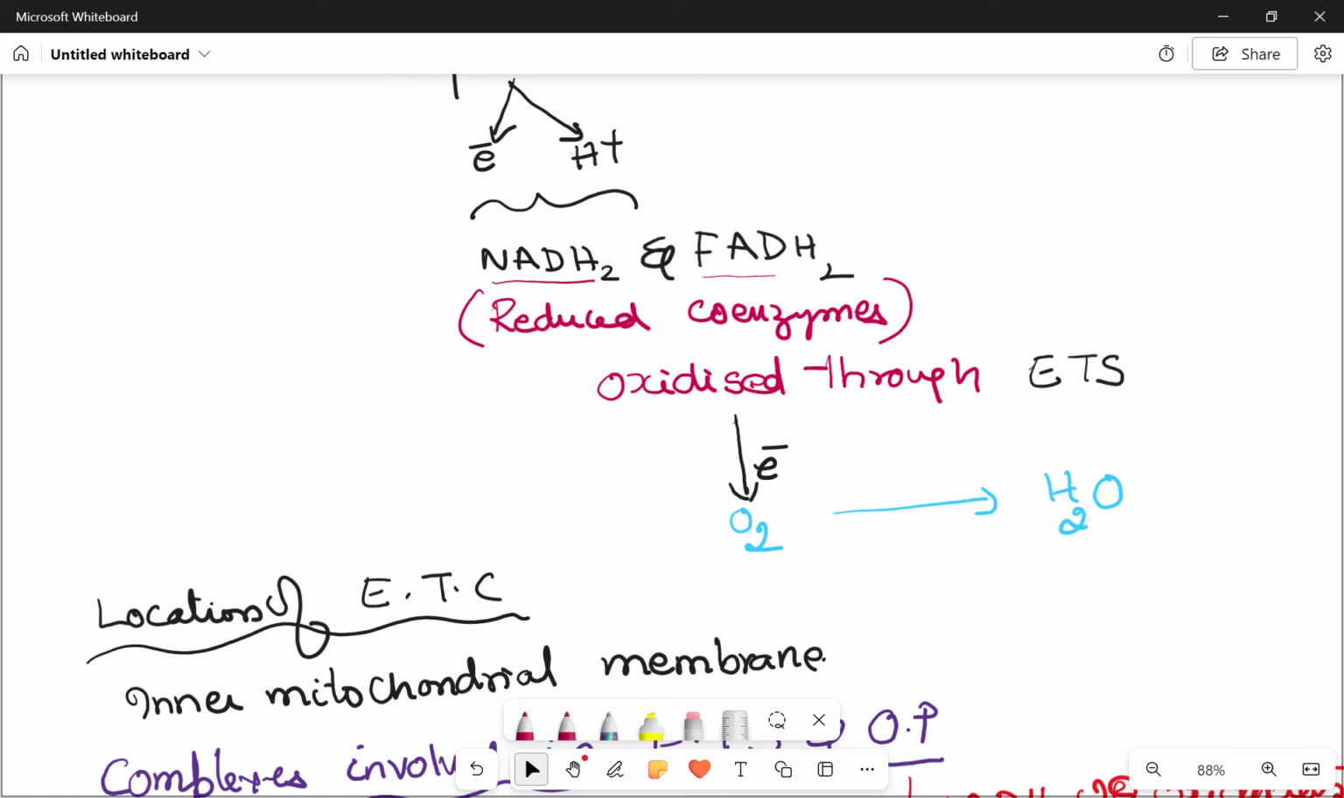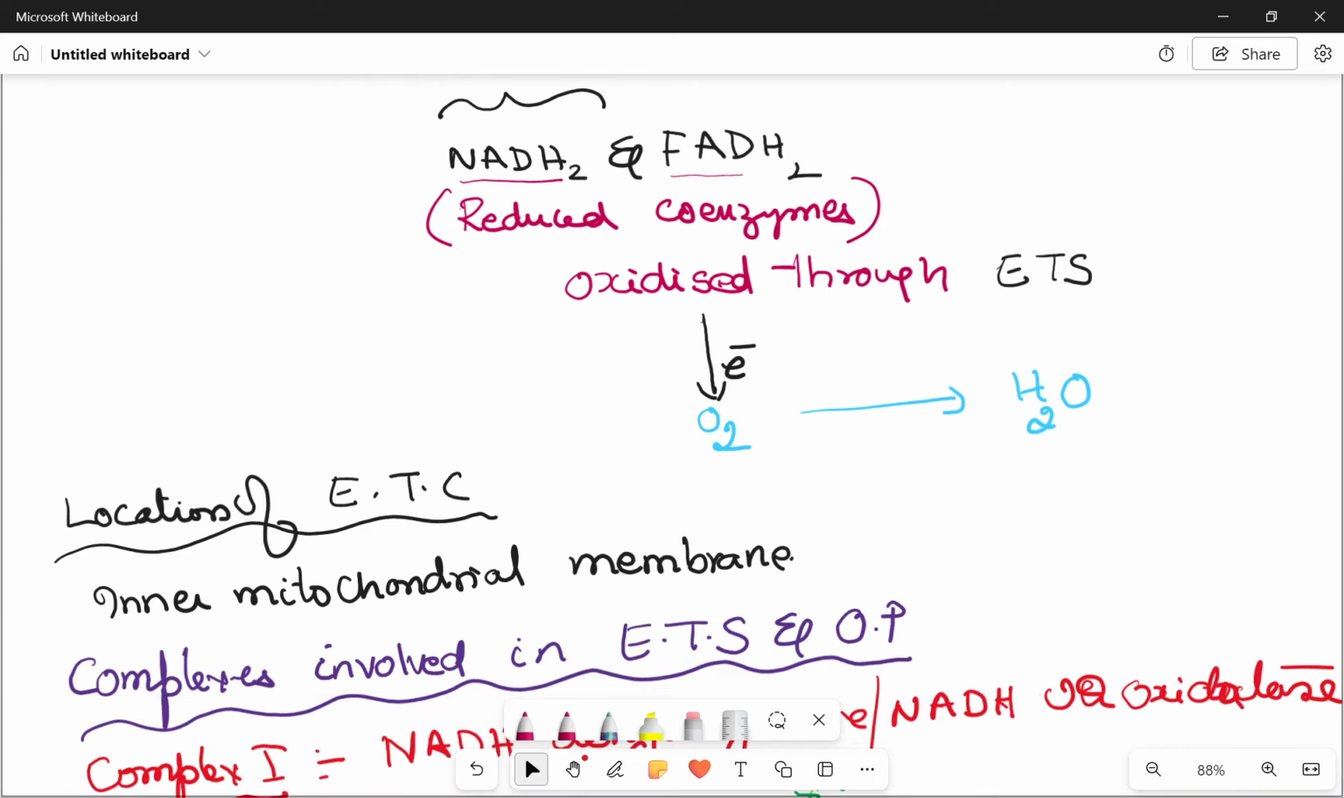Those electrons which are coming out from this NADH2 and FADH2 are accepted finally by the oxygen molecule, and it joins with the protons and forms a water molecule. This is the actual process. And during this process, protons are also released and those are used for the synthesis of ATP.